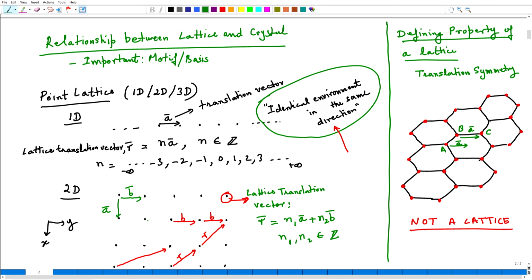So, I hope this definition of a lattice then becomes clear, and at this point the next topic that we will look at is a crystal and how the crystal is related to the lattice and motif, how they get the two relations, which will be a subject of the next lecture.